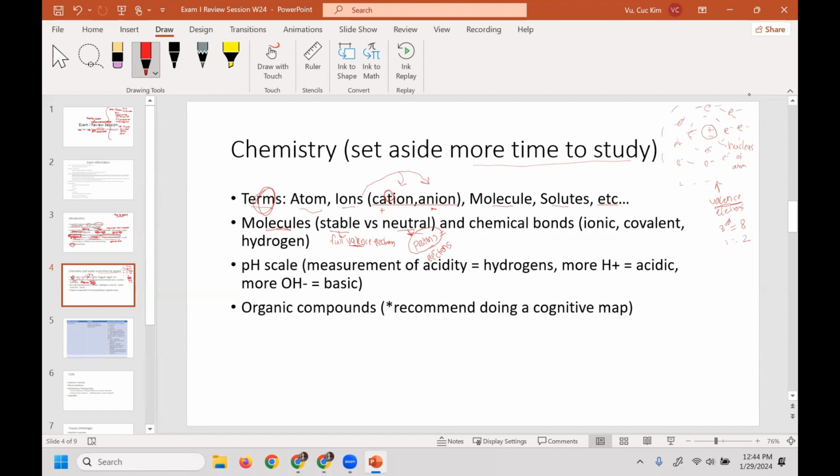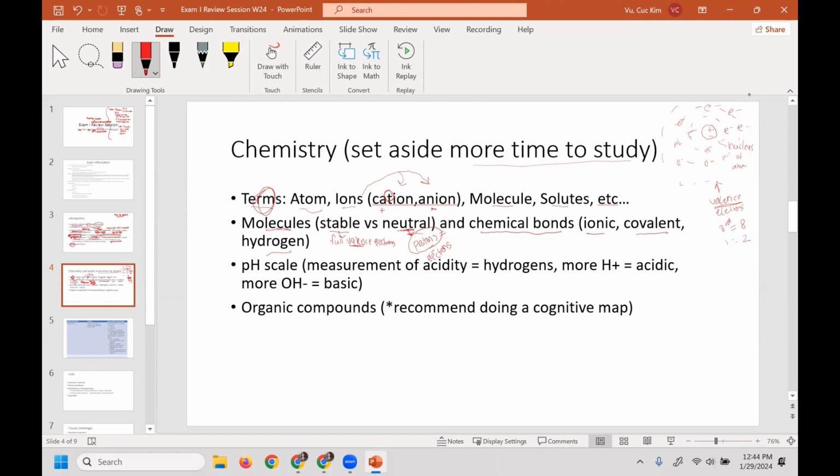But you do need to know, what does it mean to be neutral? That means that the number of protons equals the number of electrons. What's a chemical bond? There's more, but I only want you to know the very basics, which include ionic bonds, covalent bonds, and hydrogen bonds. I can ask you for the pure definition of it, or I can give you some application.